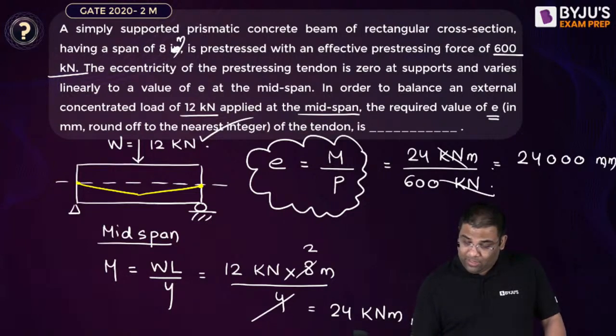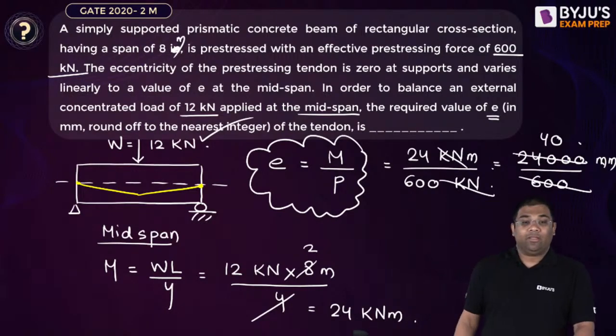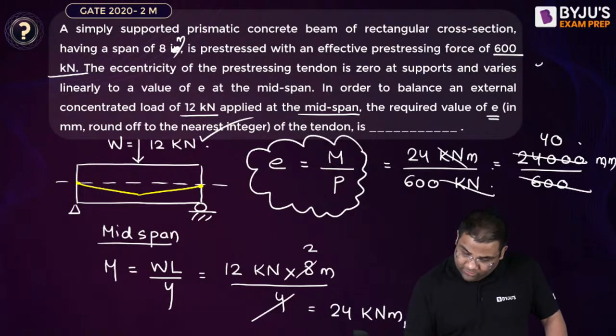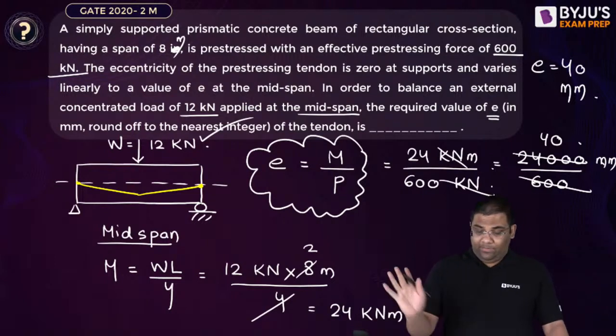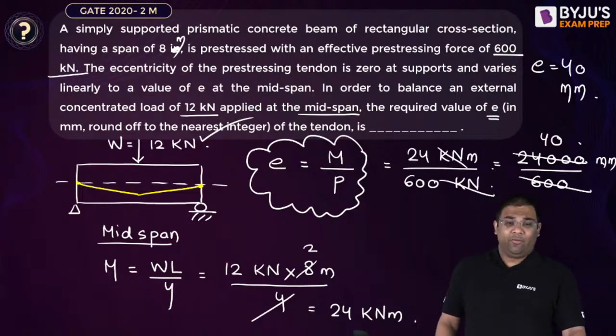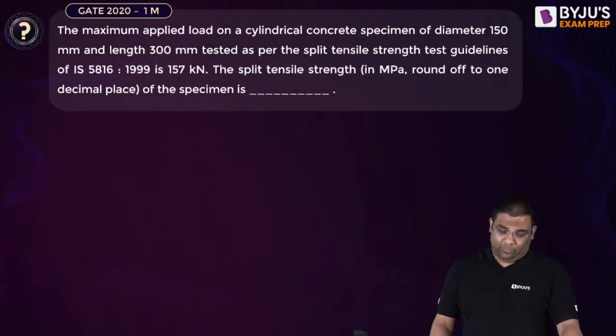Now it is meter to mm, I converted. So how much are you getting? You're getting exactly 40 mm, right? So a very easy question. Directly you can solve M by P. This is from the load balancing method of pre-stress. Simply M by P. We know how to find out bending moment, just divide by the pre-stressing force.